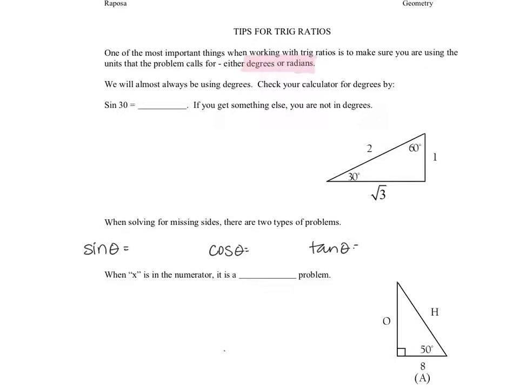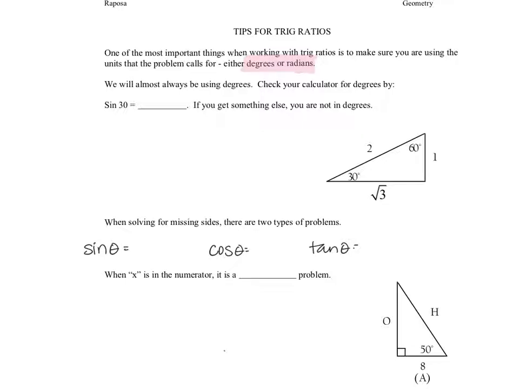We're going to try some tips for solving using trig ratios. We're going to be solving for sides here. And first, we have to know that when you're using trig ratios, you're going to be using one of two things, either degrees or radians. We will be using degrees in our geometry class. So let's check out a little experiment.